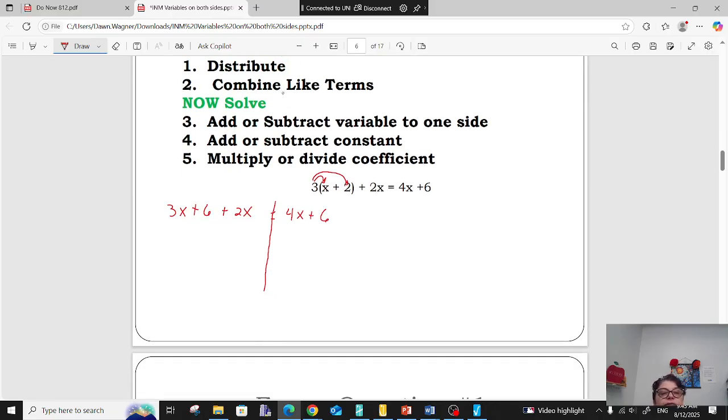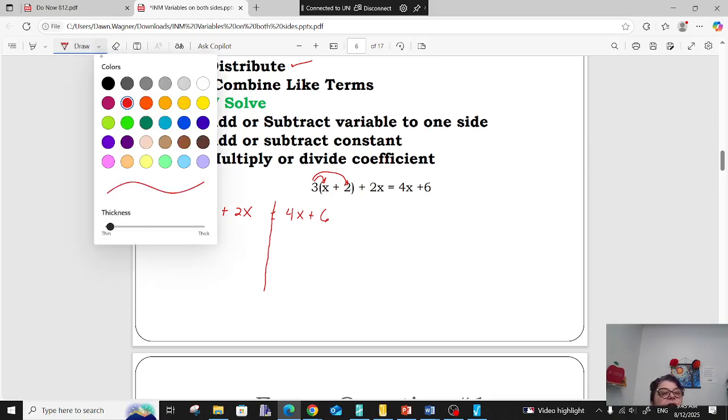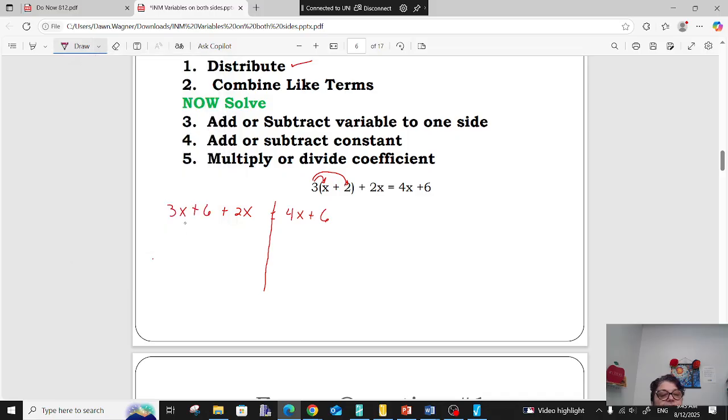Okay, we did this, we distributed. Now we're going to combine like terms. On this side, are there like terms we have to combine? Yeah, we have 2 sets of x's. We have 3x, 2x, combine, that makes 5x. I still have that 6. And then on this side, I don't have any like terms, right? So I'm just going to bring this down.